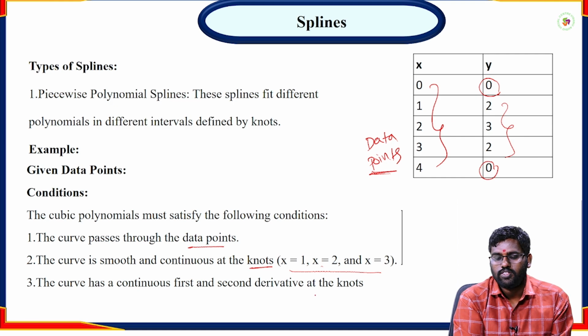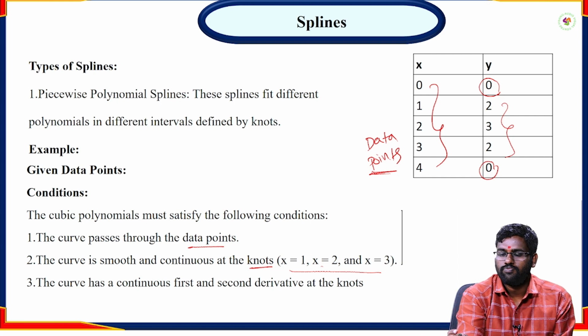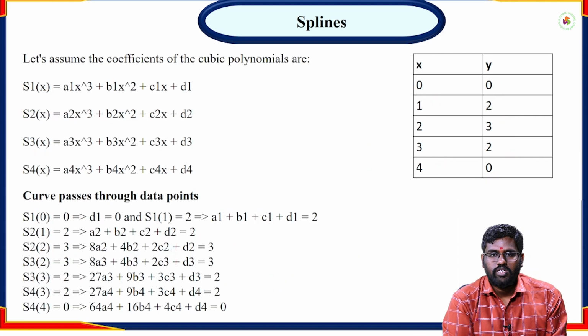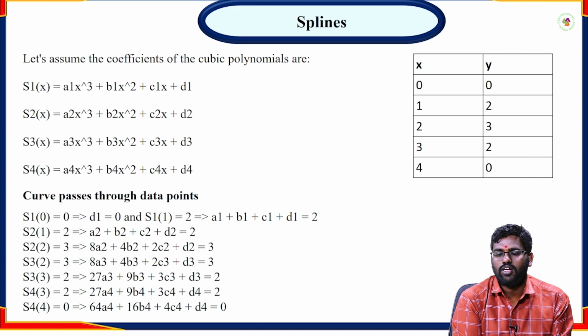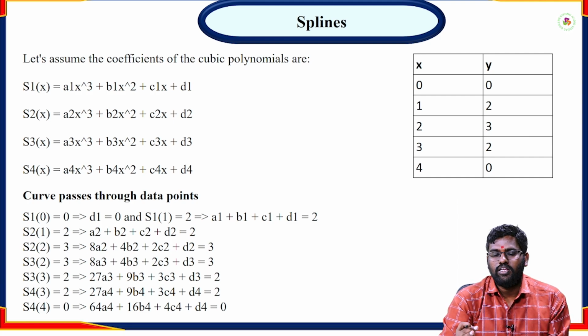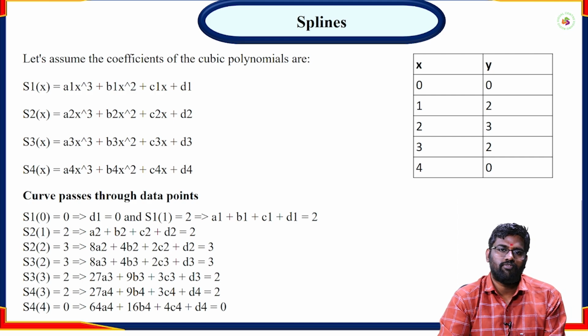Next, continuous first and second derivatives at the knot. First and second derivatives means you already know the derivatives of particular equations. I will show you. These are the equations for the splines: a1 x cube, b1 x power 2, c1 x, plus d1. So the splines are like this. 4 expressions, 4 values are there, because they start from 0 up to 4. That's why we take up to 4 expressions: A1, B1, C1, D1. Four x values are there, so that's why we take 4.